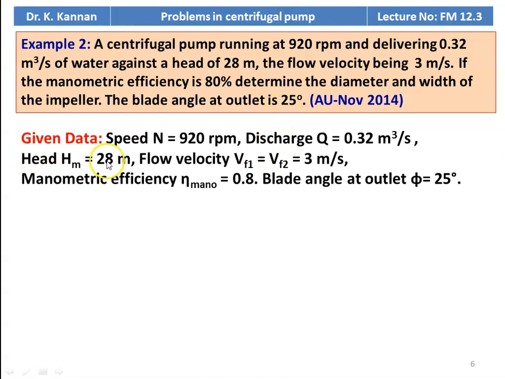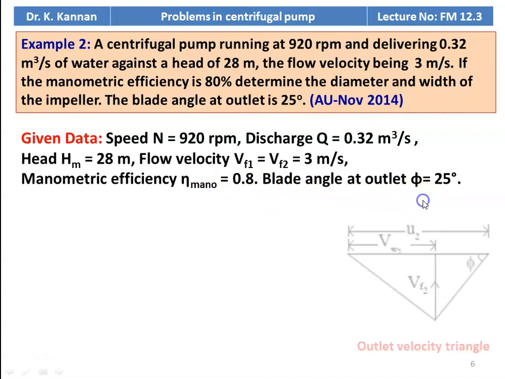So we are given the speed is 920 rpm, discharge Q equal to 0.32 meter cube per second, head equal to 28 meter, flow velocity Vf1 equal to Vf2 equal to 3 meters per second, manometric efficiency is 0.8 and blade angle at outlet phi equal to 25 degrees.